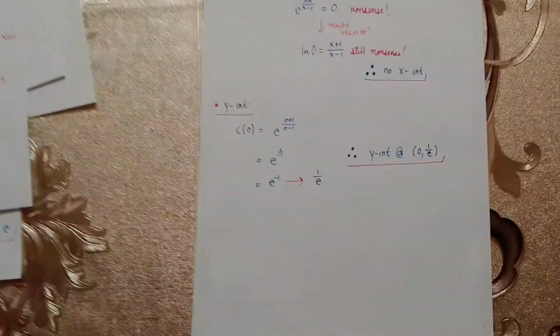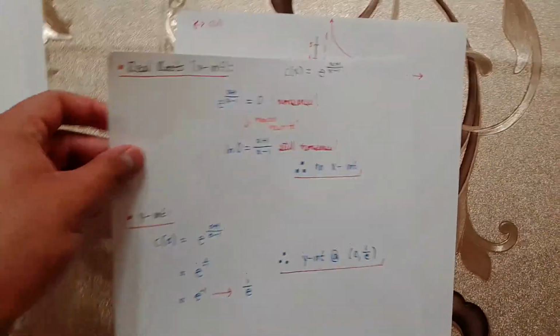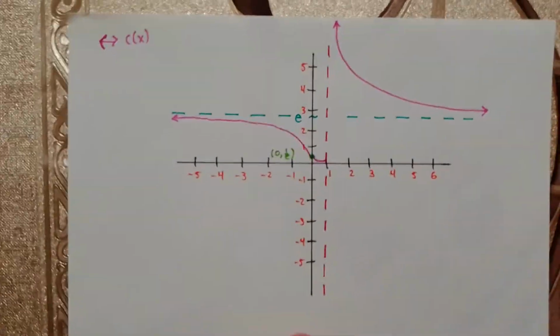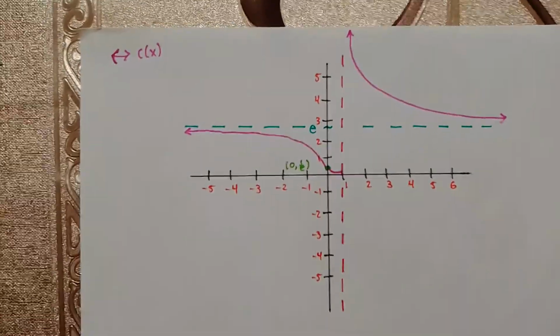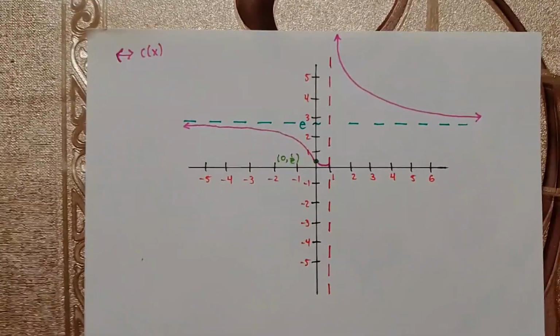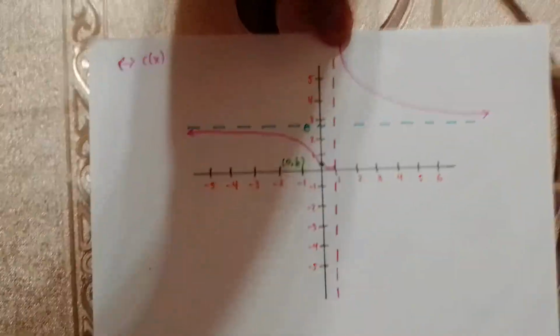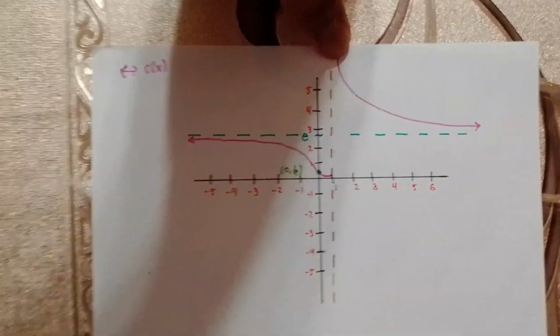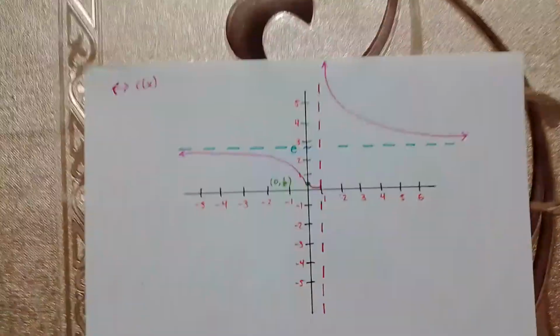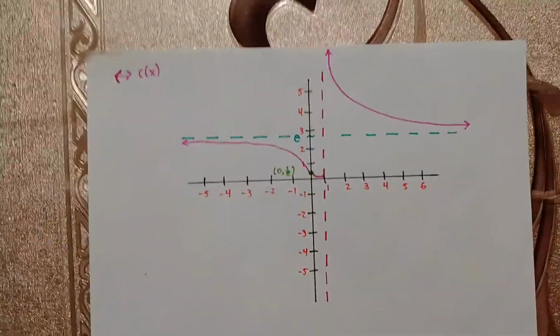So now that we've gone through all the information that we need to graph it, we're going to try to graph it. This is kind of what it would look like. The only thing that's not so accurate is this side, because I noticed on Desmos it's actually a little bit further that way, but this is good enough to understand what is going on.